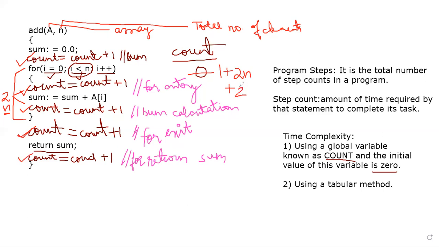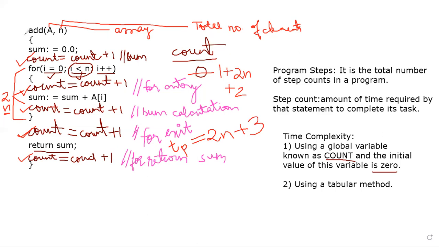So what will be the total time complexity of this program? It will be 2 plus 1, 3. That means 2n plus 3. So this is the time complexity, and this time complexity is indicated by small t with the program name, so TP. This TP is pointing to the instance characteristics, so we are focusing on the instance characteristics here.